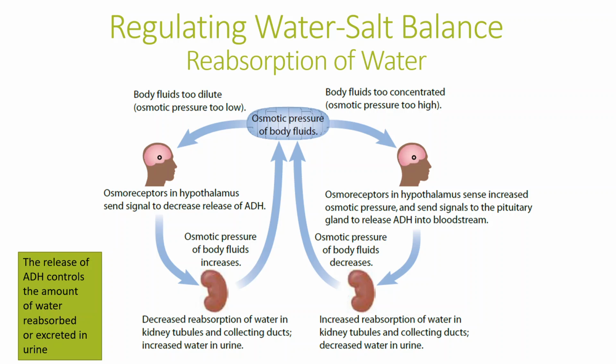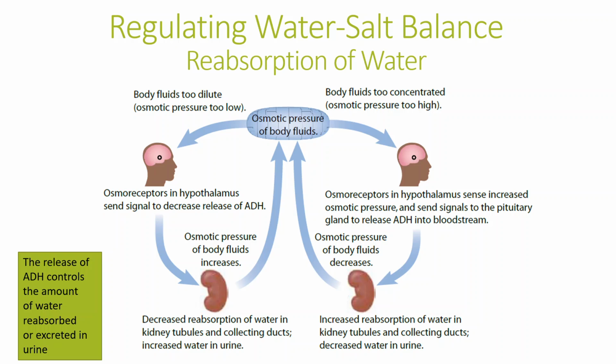In this diagram, it shows on the right side that if the blood fluids are too concentrated, meaning osmotic pressure is too high, osmoreceptors in the hypothalamus sense the increased osmotic pressure and send signals to the pituitary gland to release ADH into the bloodstream. Then increased reabsorption of water in the kidney tubules and collecting ducts happens, which decreases water in the urine, which is when the osmotic pressure of the body fluid decreases.